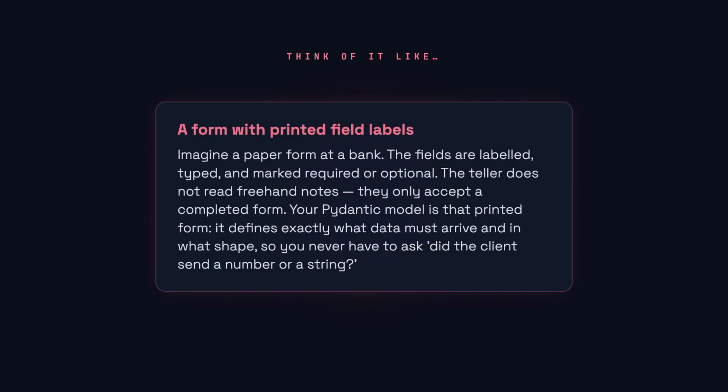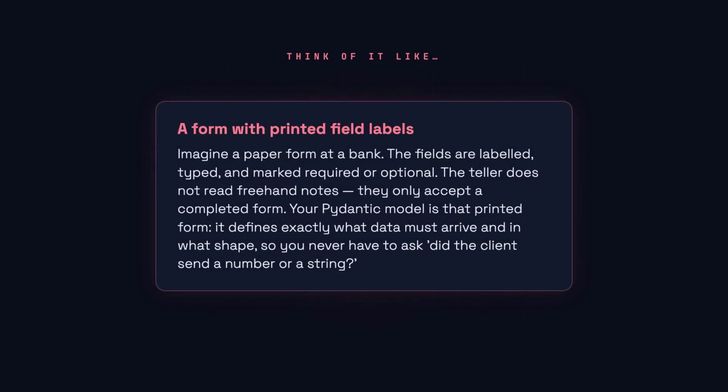Think of a bank deposit form. It has labeled boxes, account number, amount, currency, and the teller refuses anything that does not fit the form. You never argue about missing fields at the counter. A Pydantic model works the same way. It declares the expected shape upfront, and FastAPI rejects any request that does not match before your code ever runs.